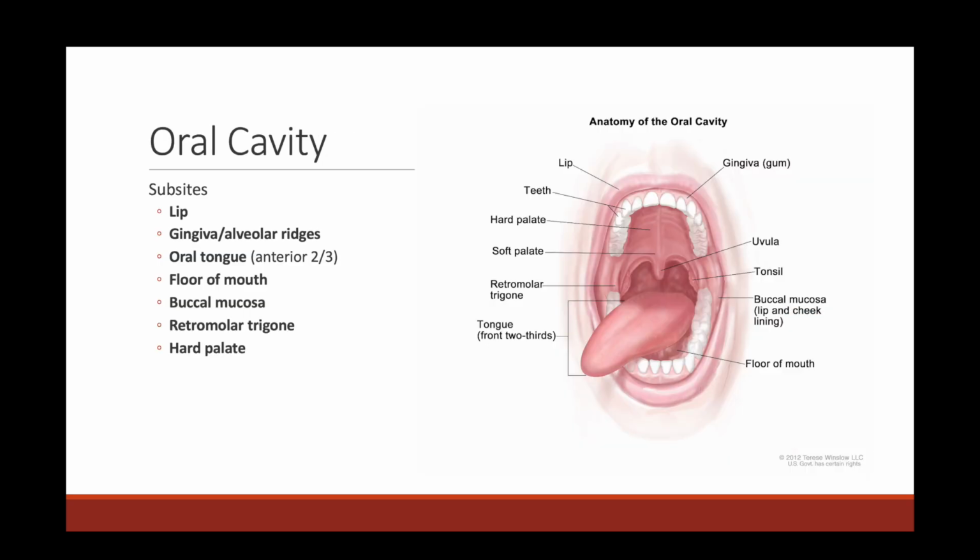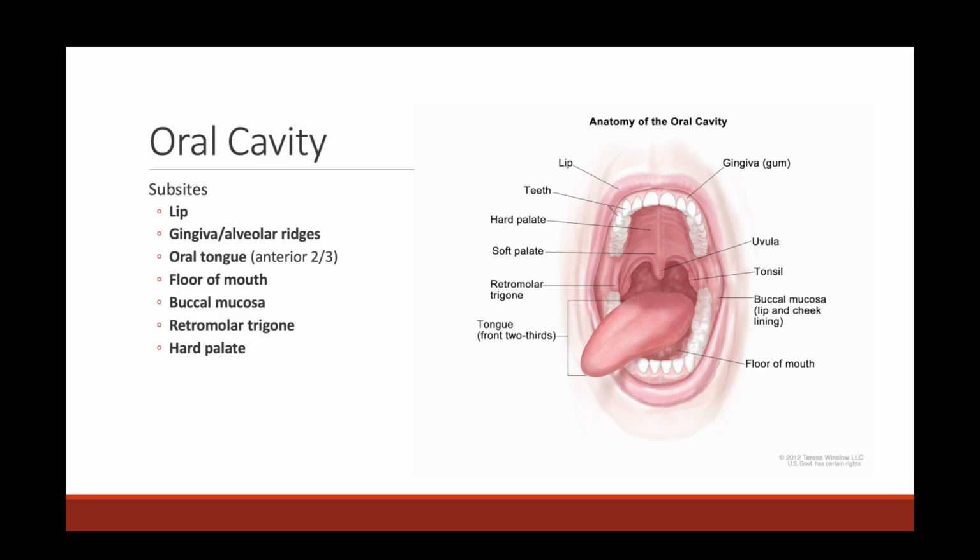Inferior to the nose, the other opening that we have for the head and neck is the oral cavity. And unlike sinonasal tumors, oral cavity tumors are actually fairly common, and you will likely see many of these during your training. So the oral cavity is really everything from the lip, the gums, the hard palate, and then the anterior 2/3 of the tongue. And so with the oral cavity, there are 7 subsites to know.